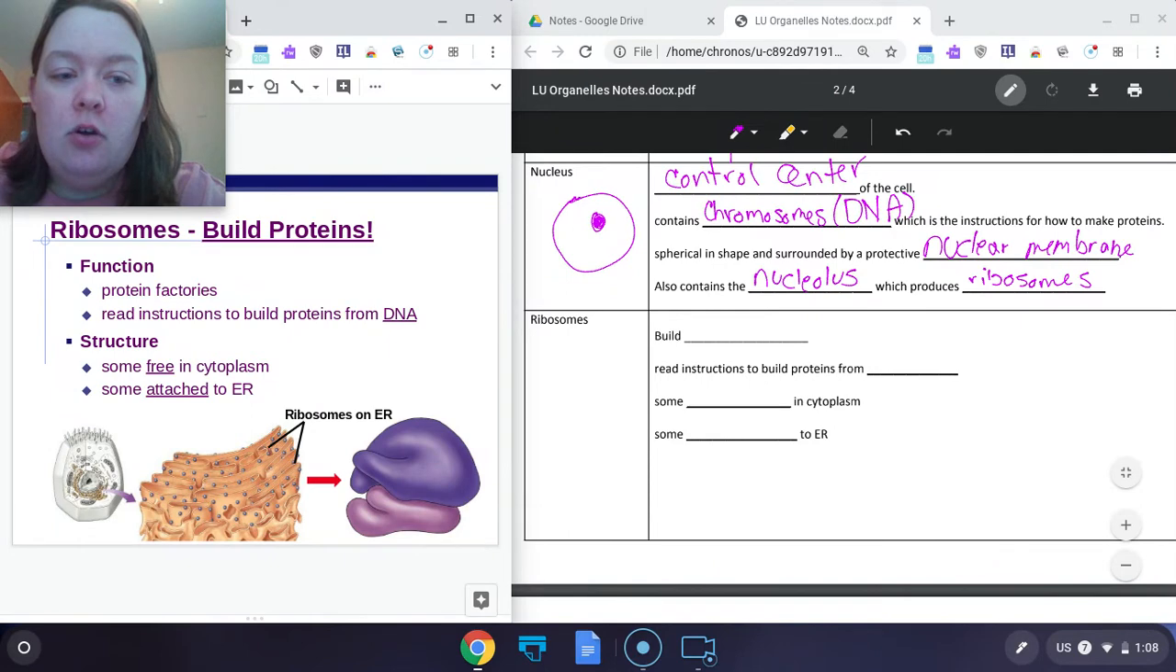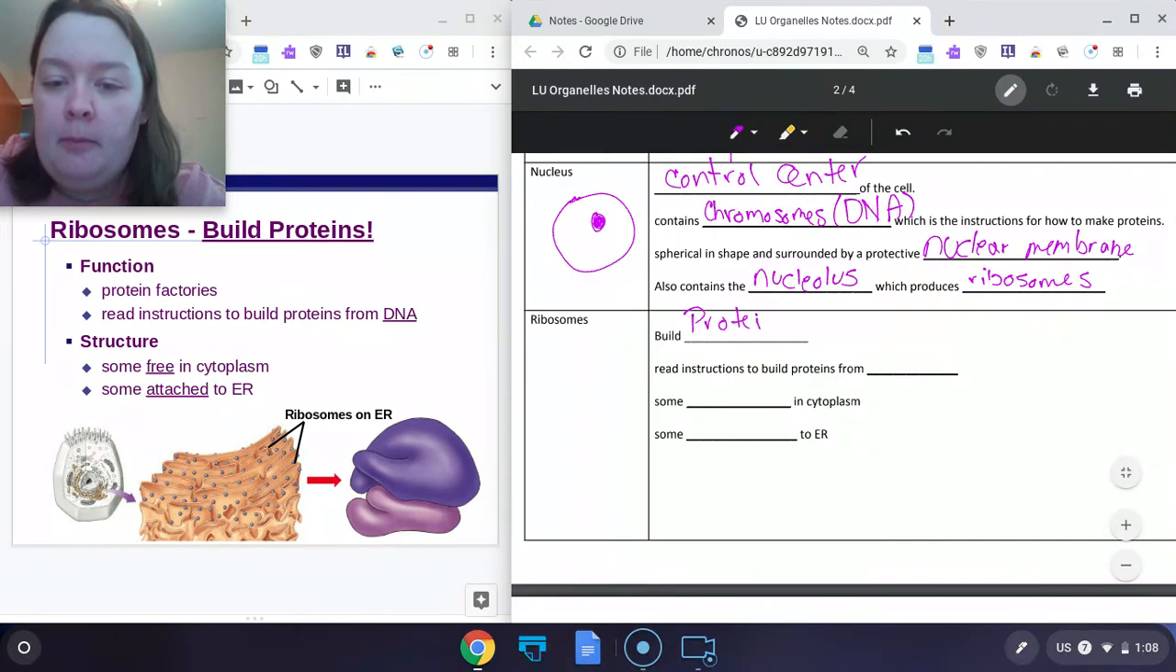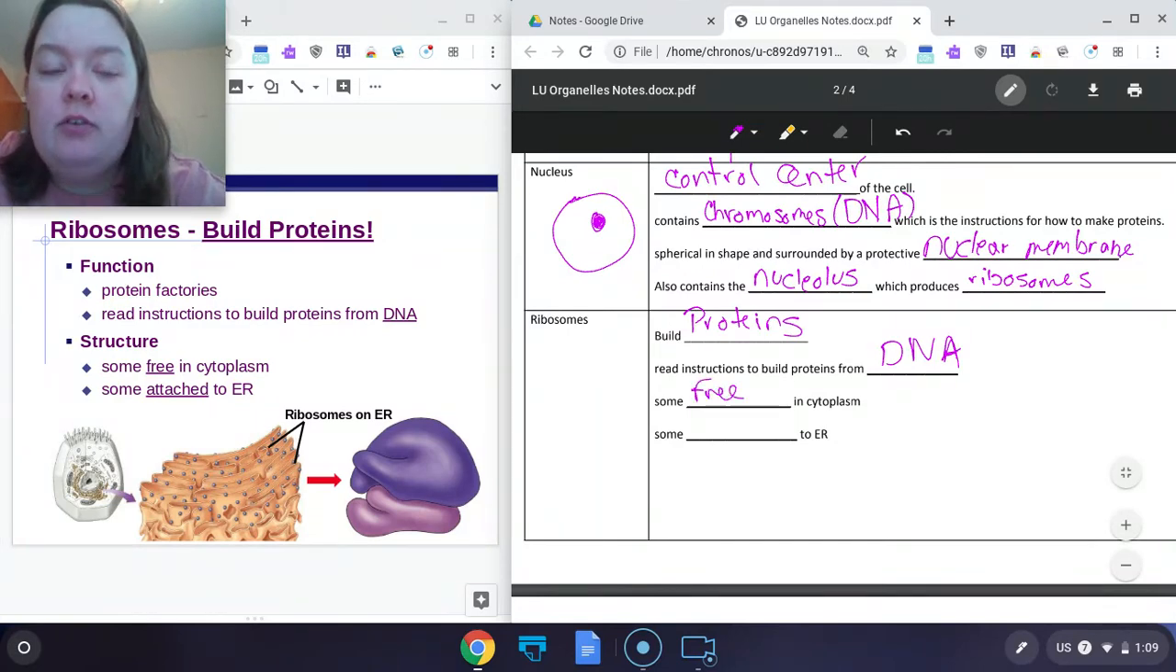Now, ribosomes are very important because their job is to build proteins. And the ribosomes are going to read the instructions found in the DNA. So ribosomes read the instructions found in the DNA to build proteins. Now, we do have two types of ribosomes. Some are free, floating around in the cytoplasm, and some are attached to the ER.